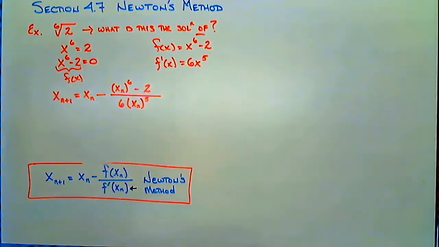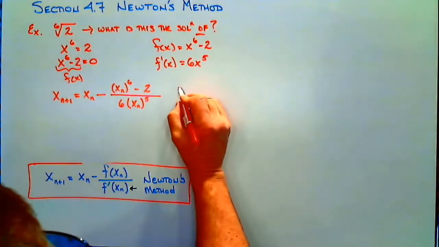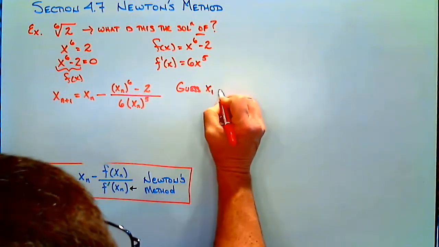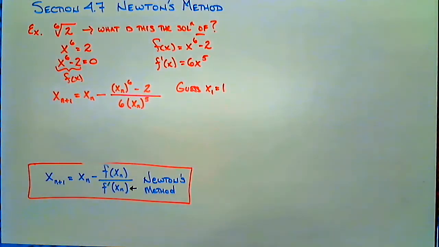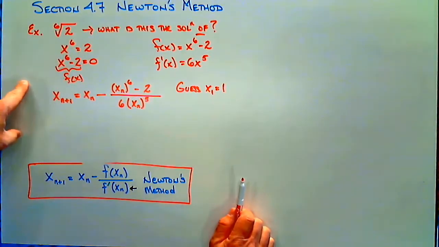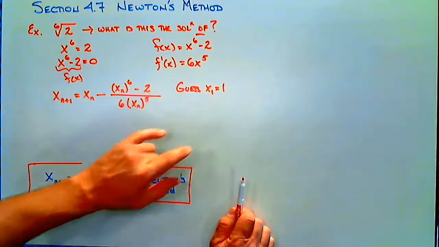Now, where do we go from here? Well, we need to guess, right? In this case, we were not given an x of 1, so we'll guess x of 1 equals 1. We'll guess that the 6th root of 2 is 1. Now, we know that's not true. 1 to the 6th is not equal to 2. 1 to the 6th equals 1. So we know that's not a solution.